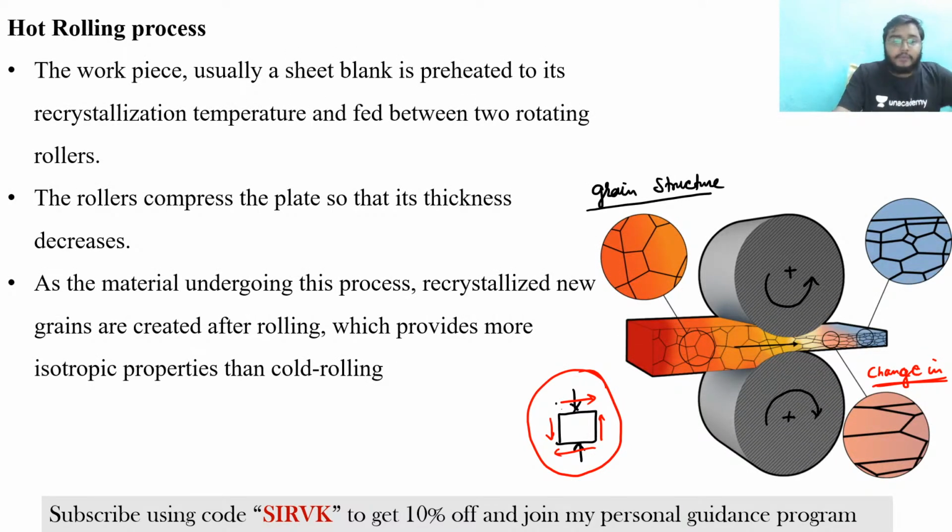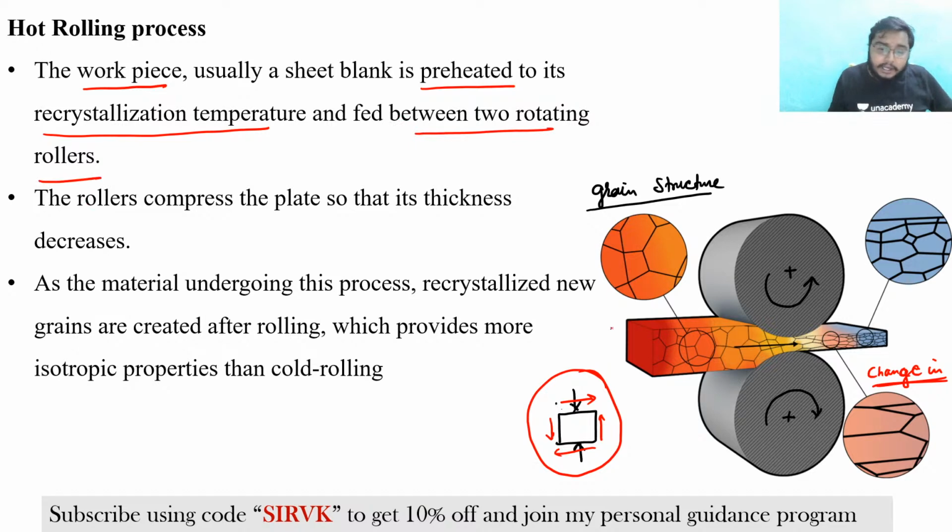Okay, now try to focus here. In the hot rolling process, the workpiece, usually a sheet blank, is preheated to its recrystallization temperature and fed between the two rotating rollers. See, this is red hot. We cannot feed anything cold into this roller, so before feeding into this roller, we are preheating this slab. When we are preheating this slab, the recrystallization temperature is achieved, so it is fed into these two rollers.